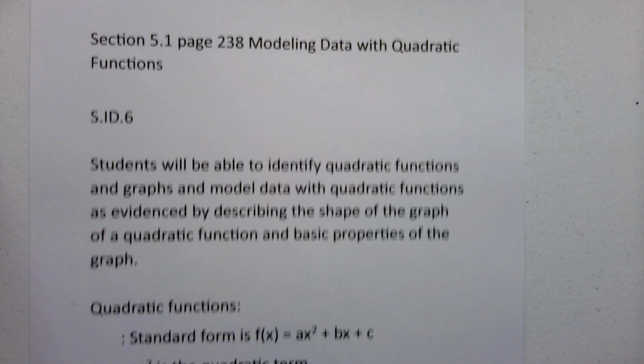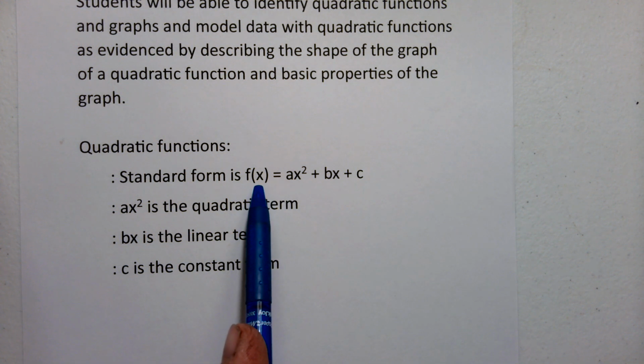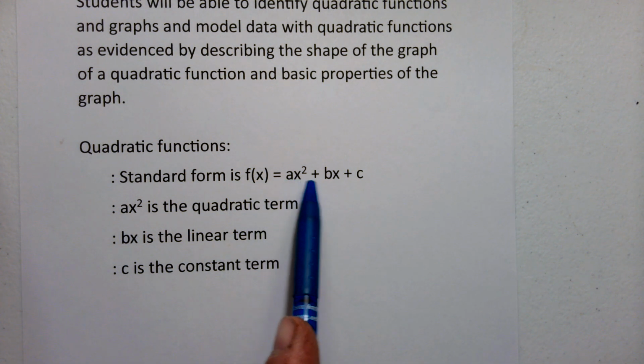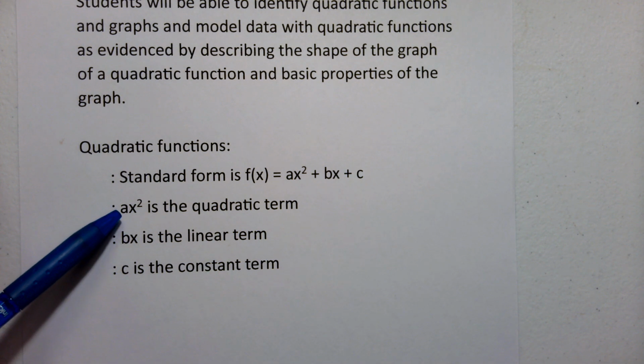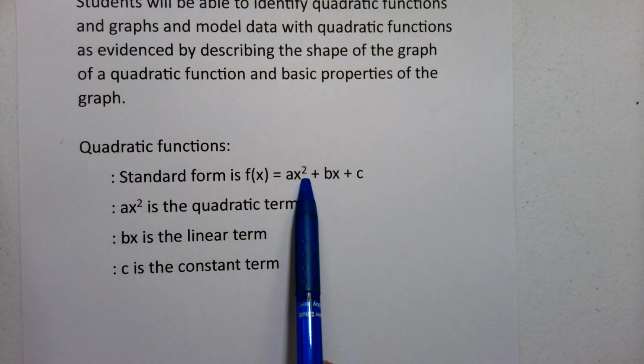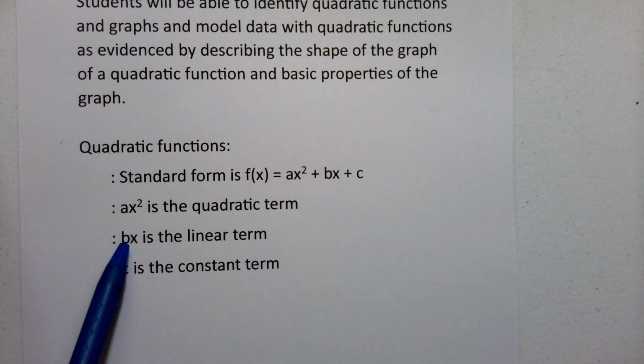So in a quadratic function, our standard form is y equals, or f of x equals, ax squared plus bx plus c, where ax squared is the quadratic term. So that x squared is going to identify which one's our quadratic term. Bx is our linear and c is our constant.